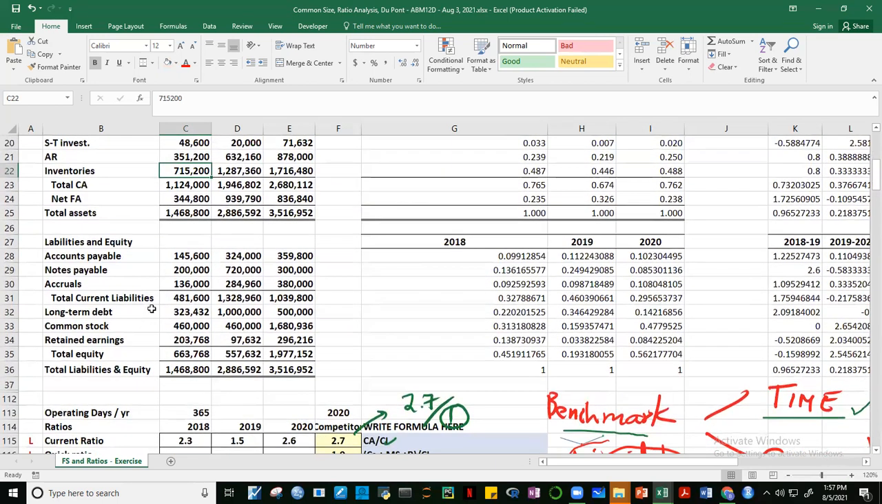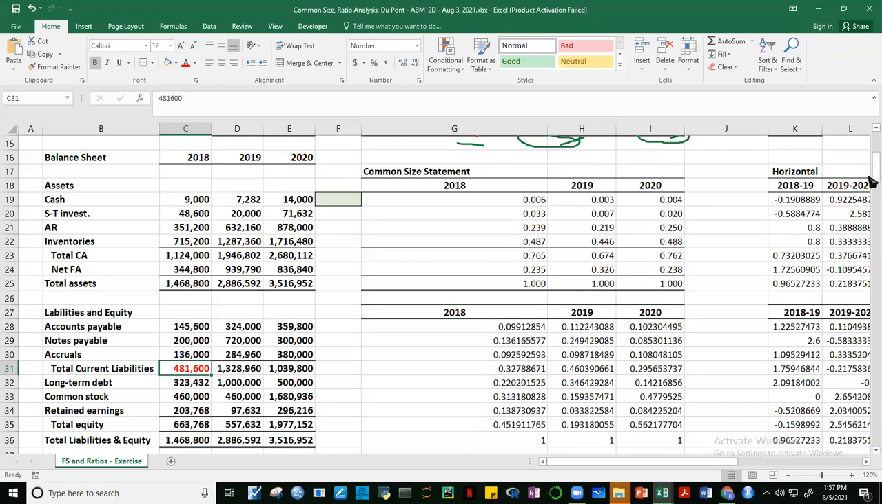Kunyari, guys, itong utang natin, current liabilities natin, due na bukas. So saan tayo huhugot ng pera? Cash natin 9,000, short-term investment 48,600. 57,000 lang yan. Total current liabilities natin 481. Okay? So since you have this one, AR and inventories, mas matagal yan ma-convert into cash. So i-assume natin na readily collectible na yung mako-collect na bukas, kunyari yung receivables. So if we take the sum of this, it's 408,800. Hindi pa rin sapat yung 481.